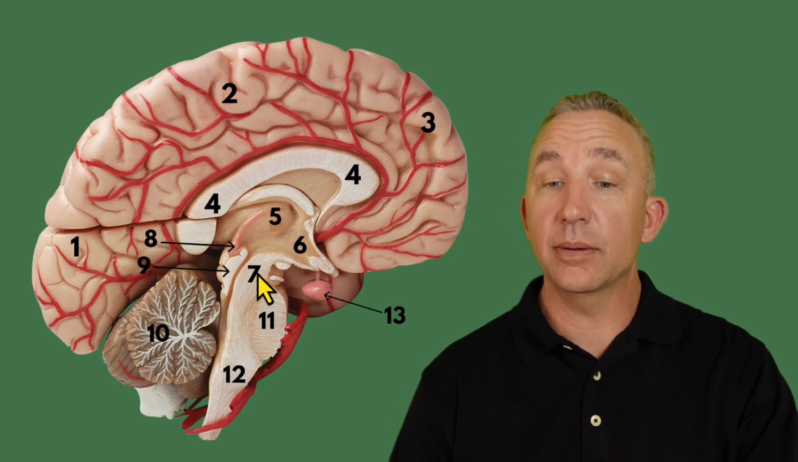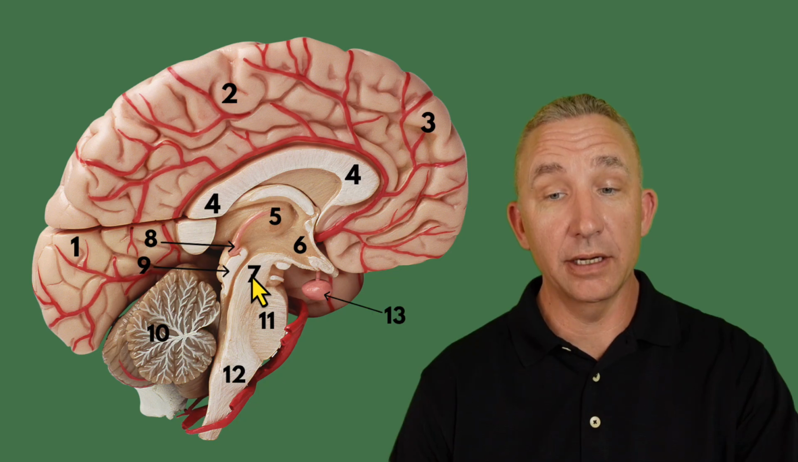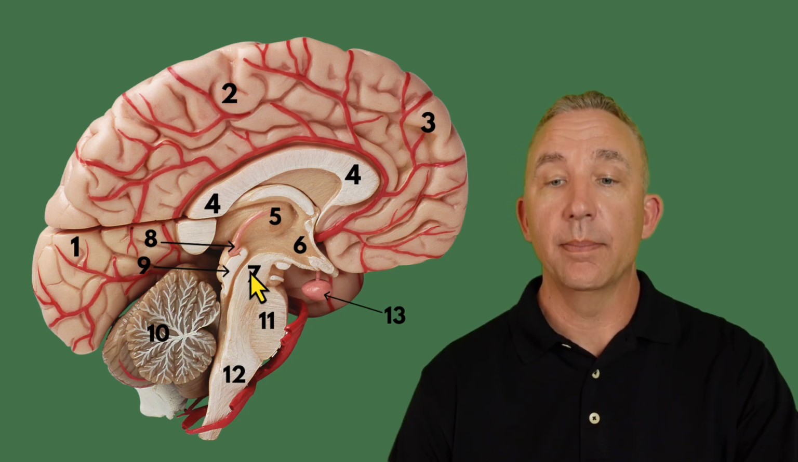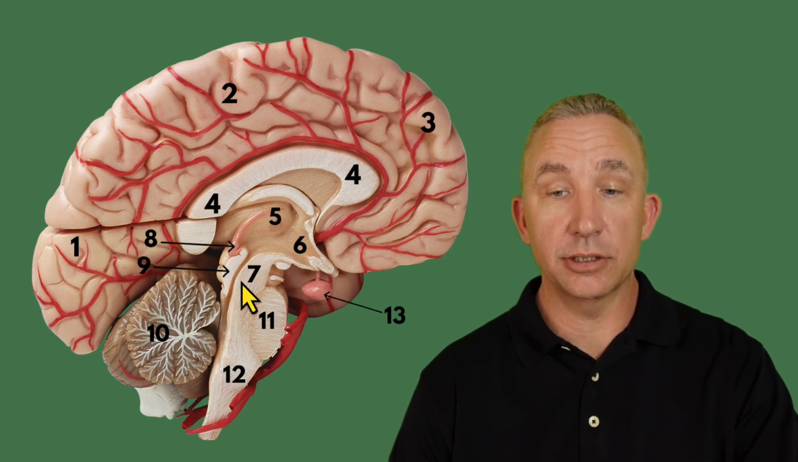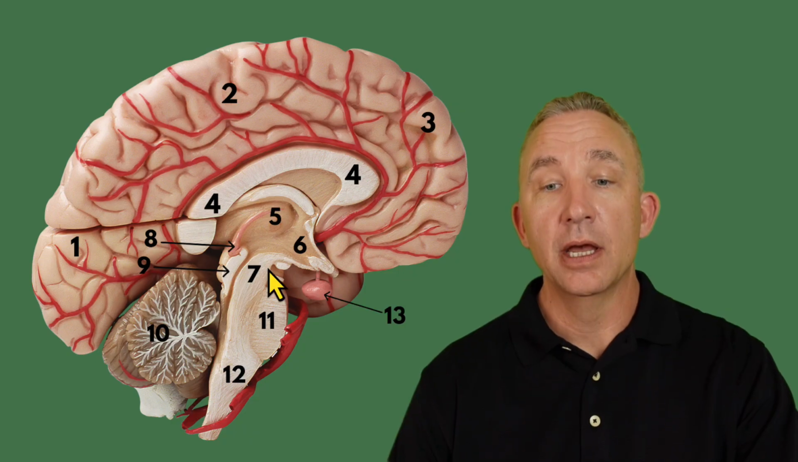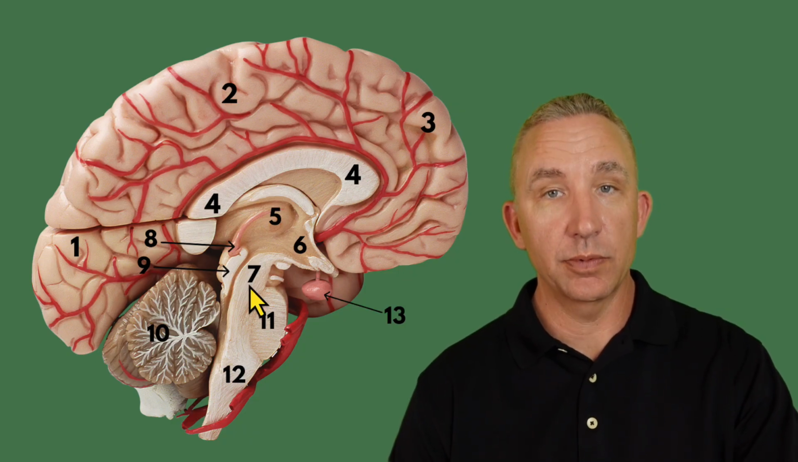As I come down, number 7 is cerebral peduncles. This is part of the midbrain. Behind it, you may see the term tegmentum, but I refer to this general area as cerebral peduncles.